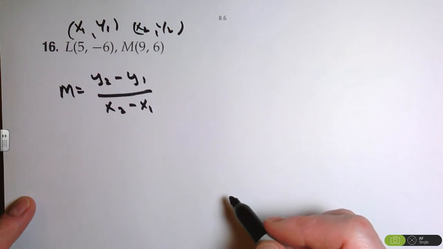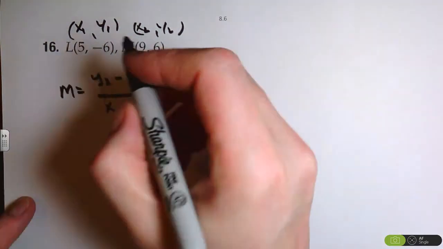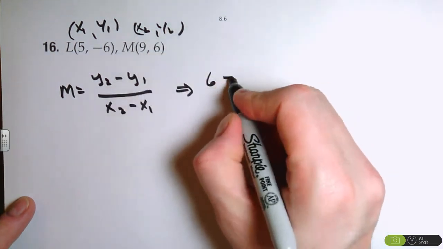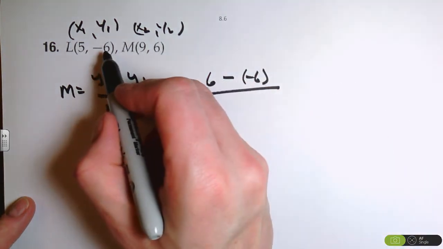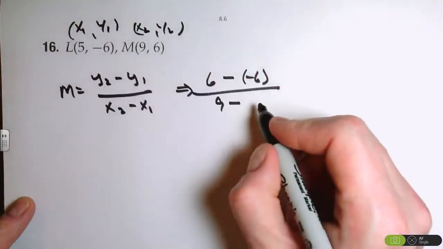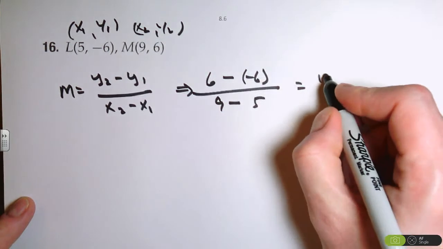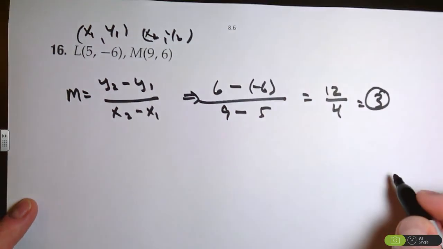Okay. And all we do is we subtract the y's. So if I do 6 on top, that's what I called y2, minus negative 6 on bottom, that's y1. It's going to be x2, which is 9, minus the other x, which is 5. That gives me positive 12 over 4, which reduces to 3.